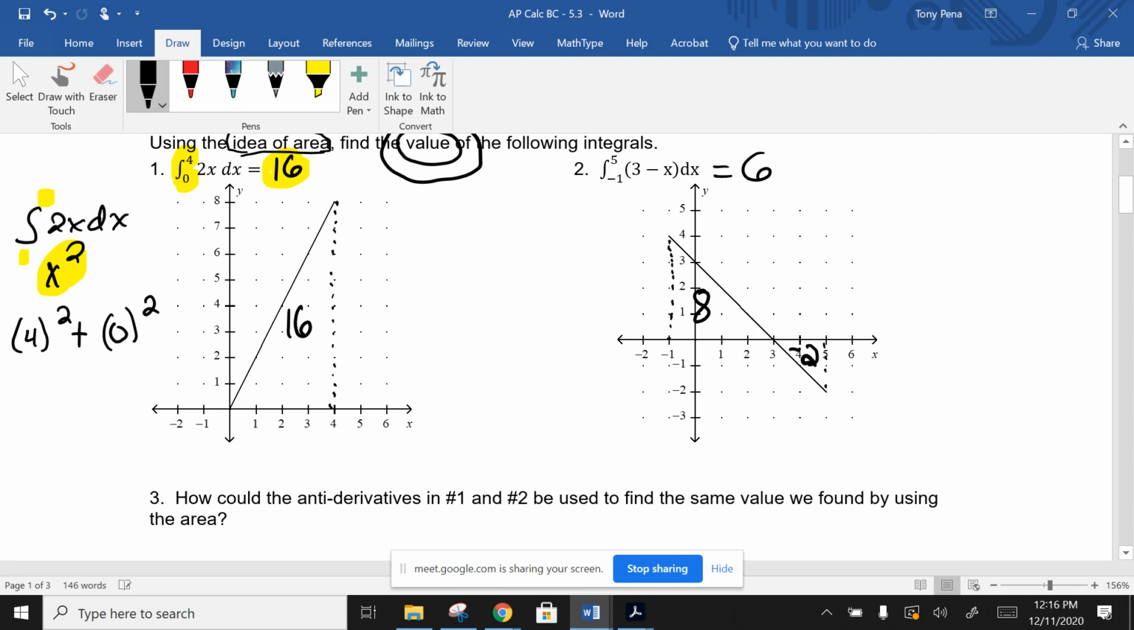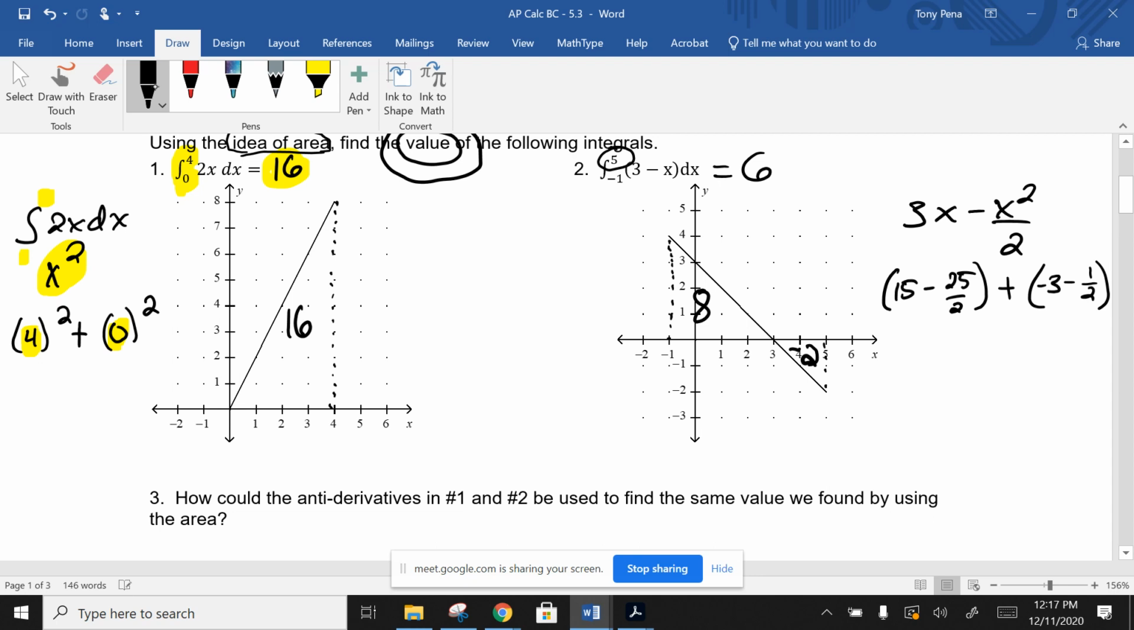So let's find the antiderivative of 3 minus x. We would get 3x minus x squared over 2. Carter said put the 4 in and then the 0. 4 was our upper limit, 0 was our lower limit. So if Carter's method is going to work, we're going to plug in the upper limit first. In this case, that's a 5. So we get 15 minus 25 halves. And then we'd plug in our negative 1. That would be negative 3 minus 1 half. And then he said we're going to add those together. And if this is correct, we should get a 6.